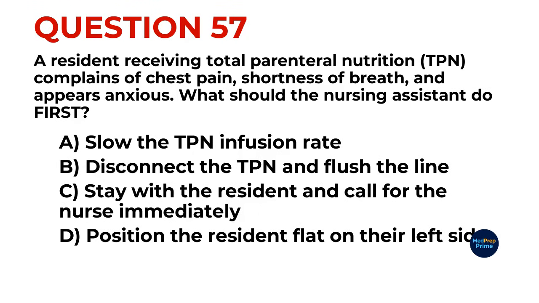A resident receiving total parenteral nutrition (TPN) complains of chest pain, shortness of breath, and appears anxious. What should the nursing assistant do first? Option A, slow the TPN infusion rate. Option B, disconnect the TPN and flush the line. Option C, stay with the resident and call for the nurse immediately. Option D, position the resident flat on their left side.